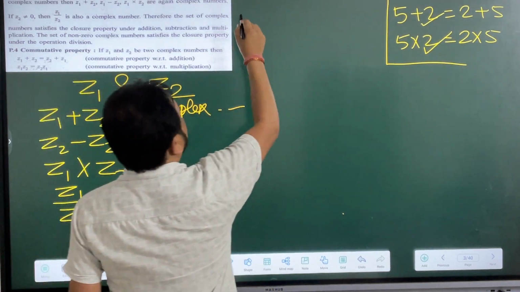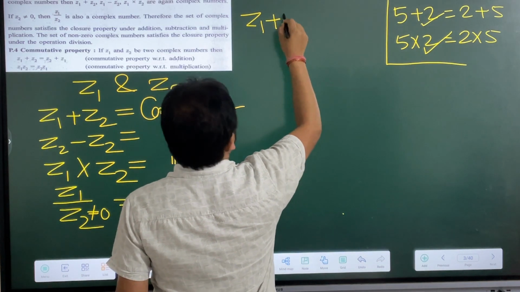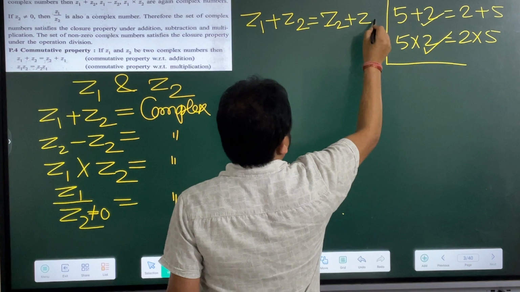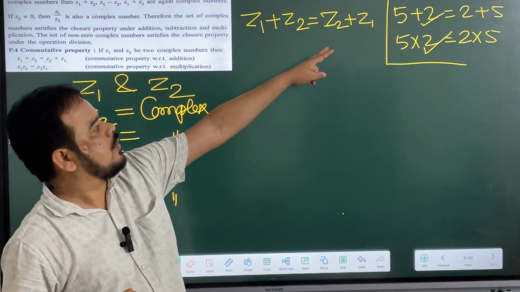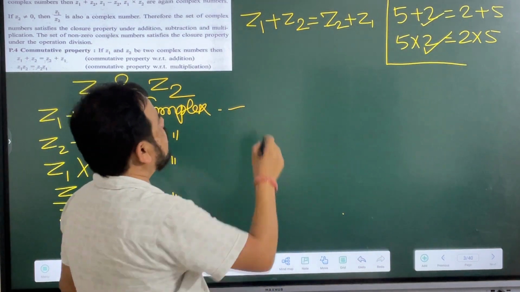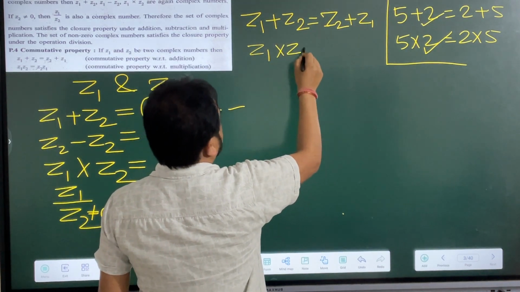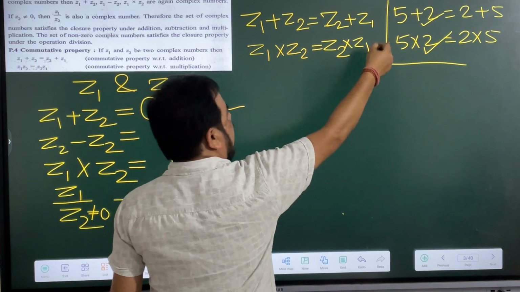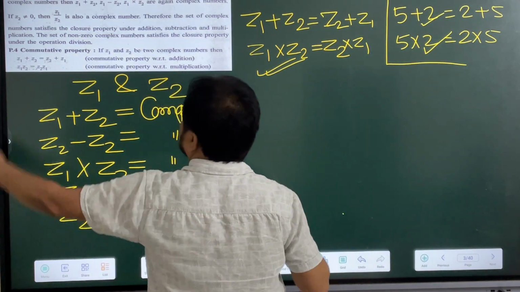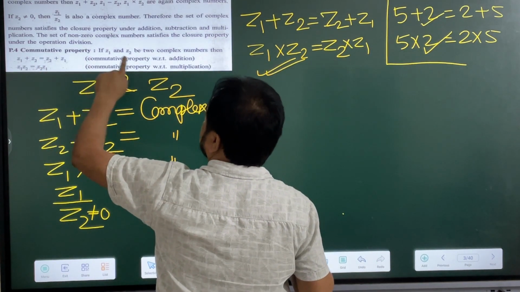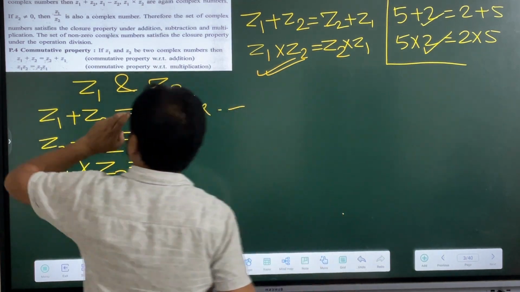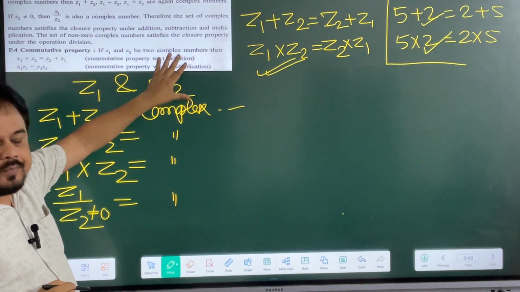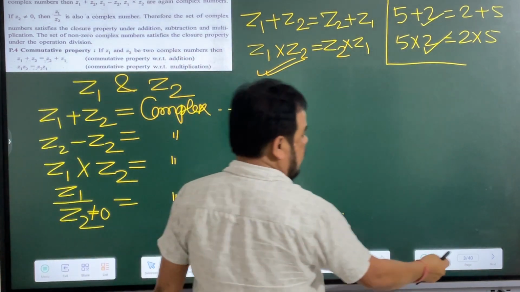Now it is complex numbers. Same thing. If we add Z1 plus Z2 and if we add Z2 plus Z1, we will get the same result, like 5 plus 2 and 2 plus 5. If we multiply Z1 and Z2 and if we multiply Z2 into Z1, then also we will get the same result. So commutative property with respect to addition, commutative property with respect to multiplication. I hope you understand. It is very easy actually.